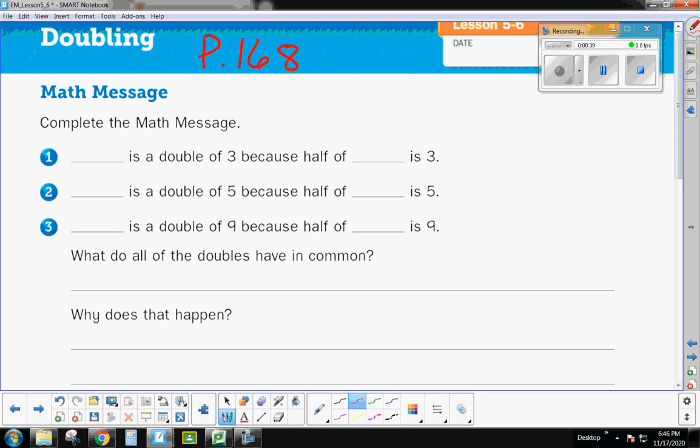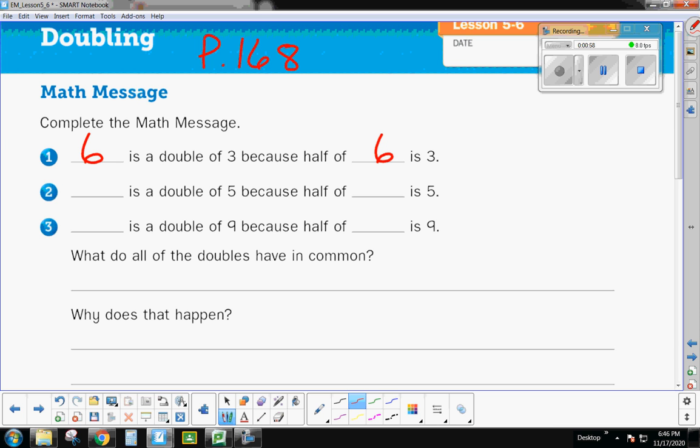All right, let's look at the math message at the top here. Number 1 says, blank is a double of 3 because half of blank is 3. So what is a double of 3? Well, 3 and 3 is 6, right? So 6 is a double of 3 because half of 6 is 3.